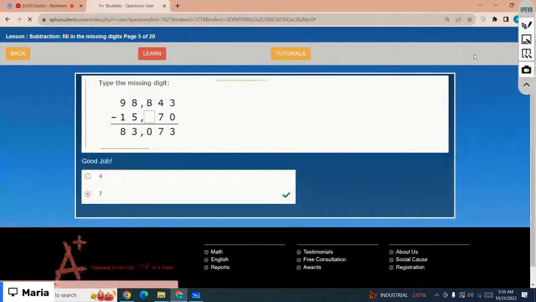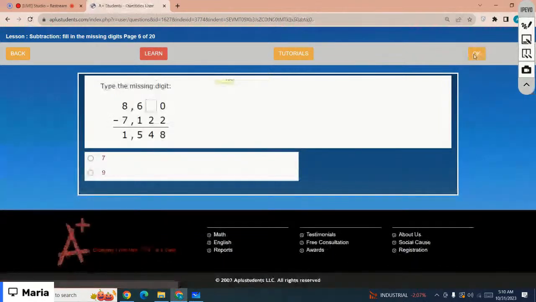Okay, the next one is find the missing digit. So which digit is missing? Which is the correct option? Which one is missing?